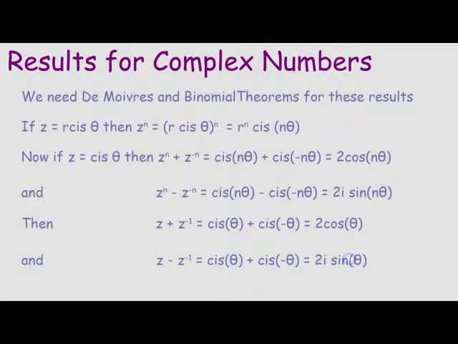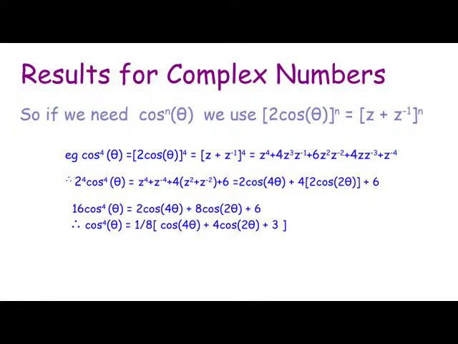Here you can see for cos to the power n of theta, we've got to raise z plus z to the minus 1 to the power n. I've just done an example, cos to the power 4 theta. Remember this is going to be 2 cos theta to the power 4, which when we expand out that binomial, z plus z to the minus 1 to the 4, we are going to get some results which we can group up into z to the 4 plus z to the minus 4, and 4 lots of z squared plus z to the minus 2, plus a 6 on the end.